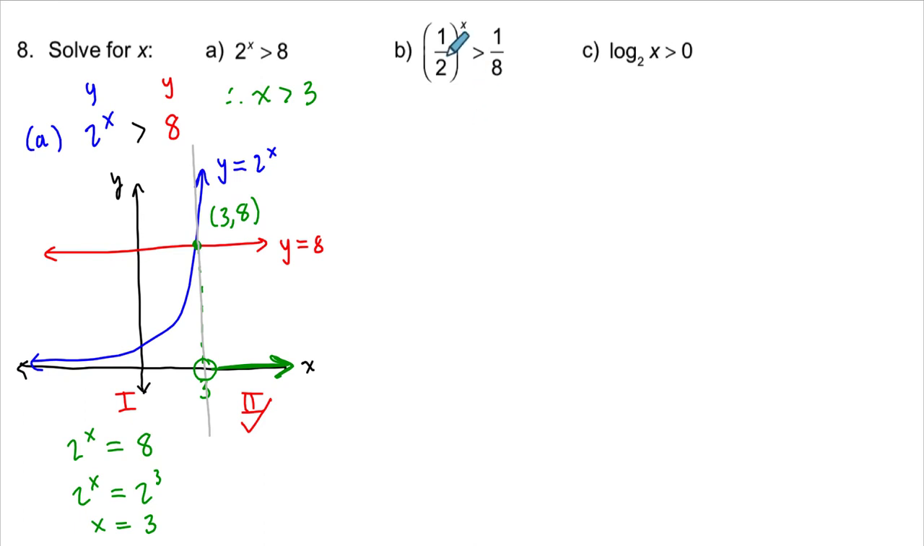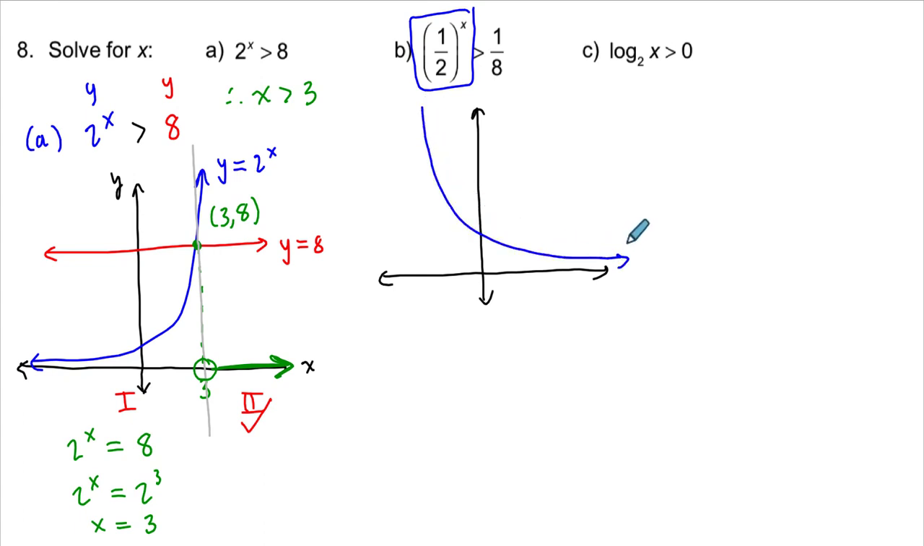So we want to find the associated pair of graphs. Here we're going to graph y equals 1/2 to the x. I'll make that a blue graph, which is the horizontal reflection of the 2 to the x graph, because 1/2 to the x is the same as 2 to the negative 1 to the x, which is 2 to the negative x. So we have a horizontal reflection of 2 to the x.